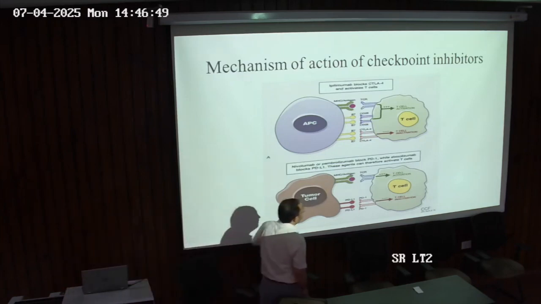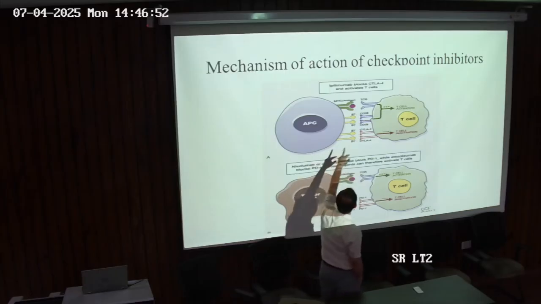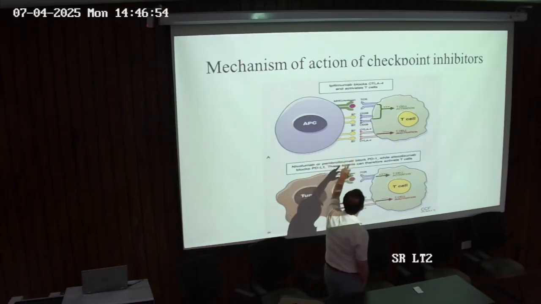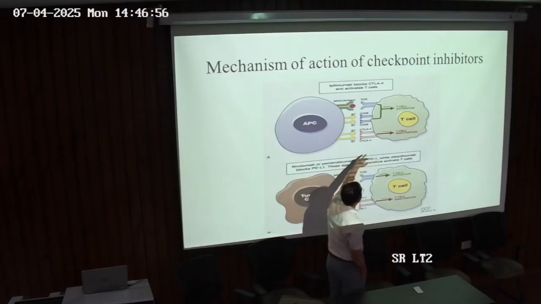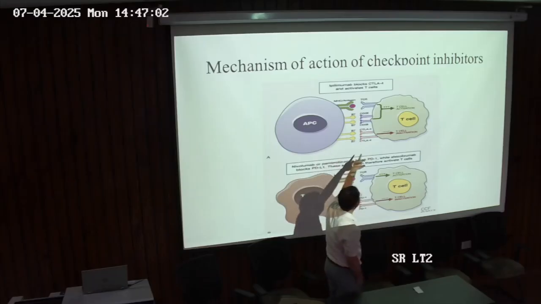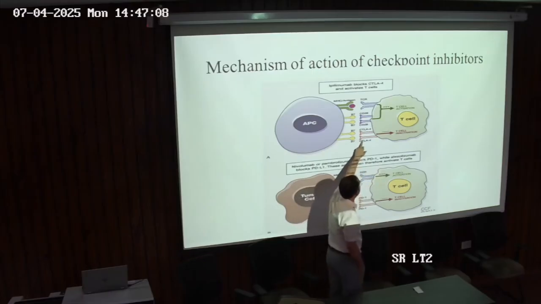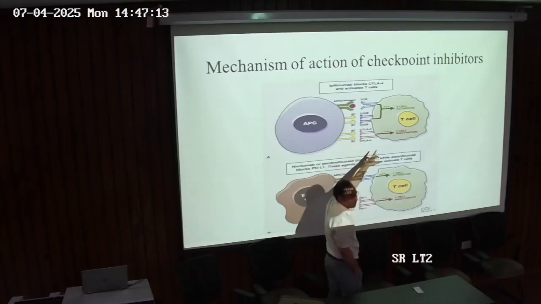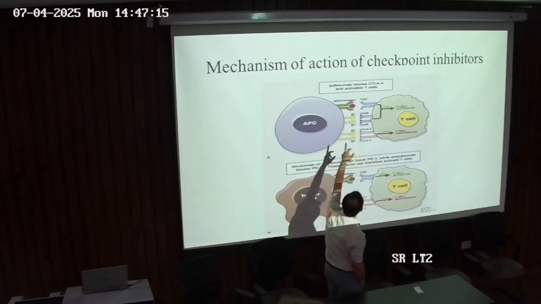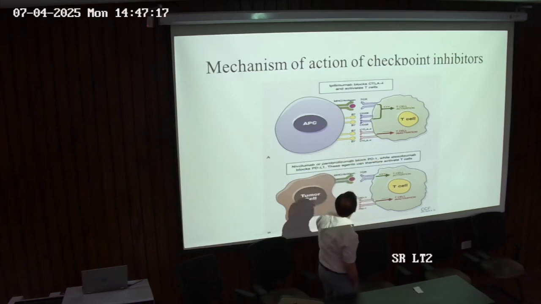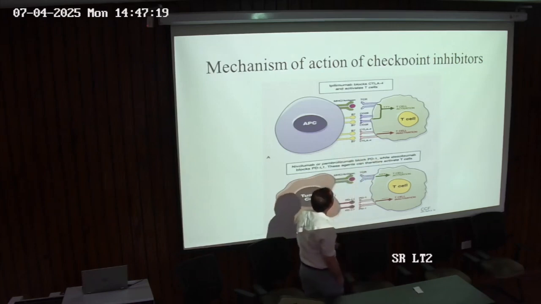So this is the T cell and this is the antigen presenting cell with the tumor antigen. Suppose the T cell has the CTLA4 receptor, then the antigen presenting cell binds the CTLA4, which leads to inactivation of the T cell. If we give a drug that inhibits this receptor, then that inhibition will not occur and T cell activation will start. These drugs are ipilimumab, which blocks the CTLA4 receptor.